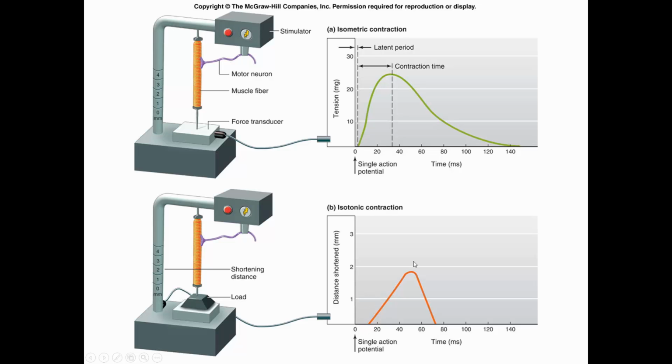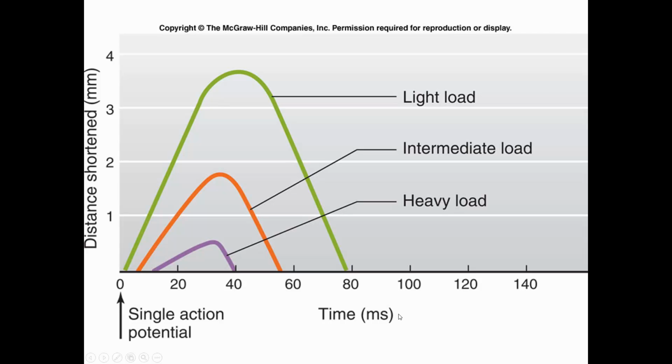Notice it shortens, and then it lengthens again. And this is the kind of contraction we can do work with. So the load is going to influence how your muscle can work. So I put a really light load. I can shorten a lot, I can do it very fast, and then I can relax and put the load down.